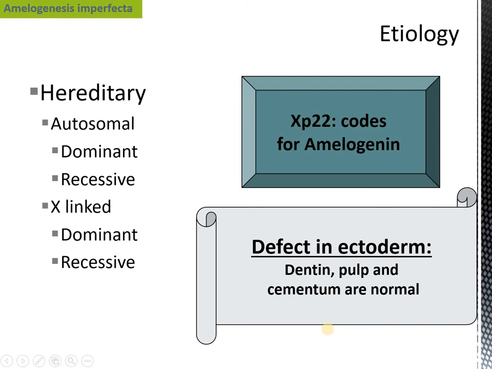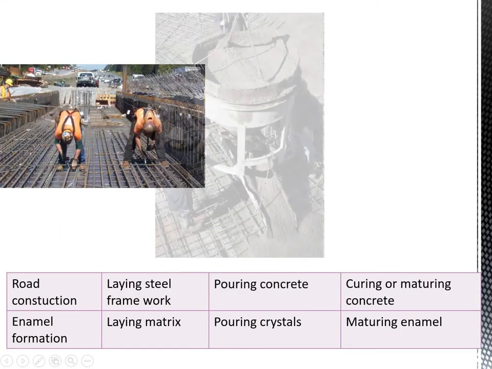After knowing this, we should understand why we are talking about genes in amelogenesis imperfecta. Most of the amelogenin proteins are coded by the X chromosome located at the short arm 22. There are defects in the ectoderm which give rise to changes in the dentine, pulp and cementum if occurring very early in development. Since it is affecting the ectoderm, most of the time only enamel is affected. Dentine, pulp and cementum are normal. Again, all the different types of transmission are possible in amelogenesis imperfecta.